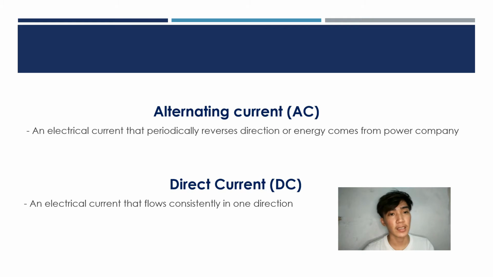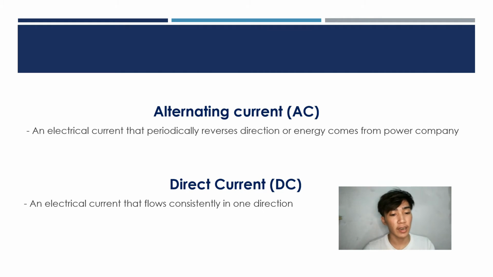Next is AC, or alternating current, the type of electrical current that reverses direction. Our energy comes from the power company, which distributes it to our homes. To explain further, since the current is alternating, the voltage cycles between positive and negative.